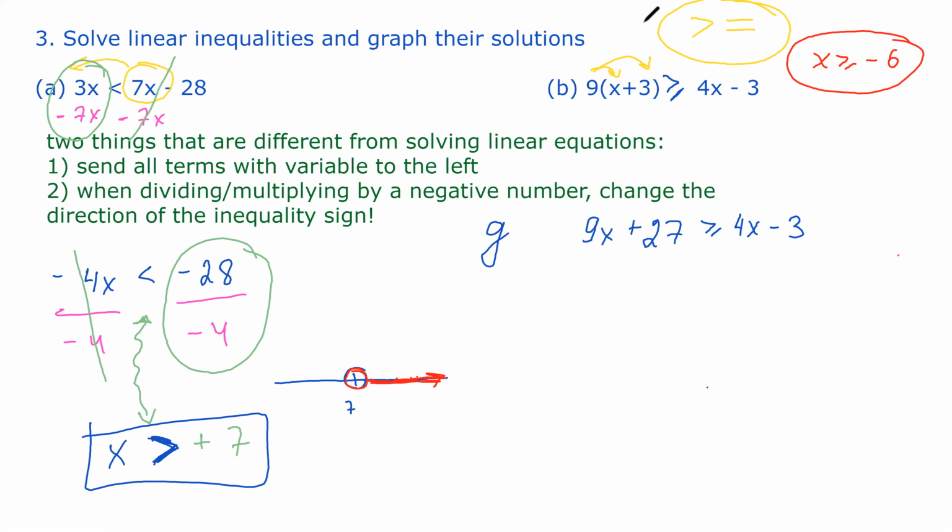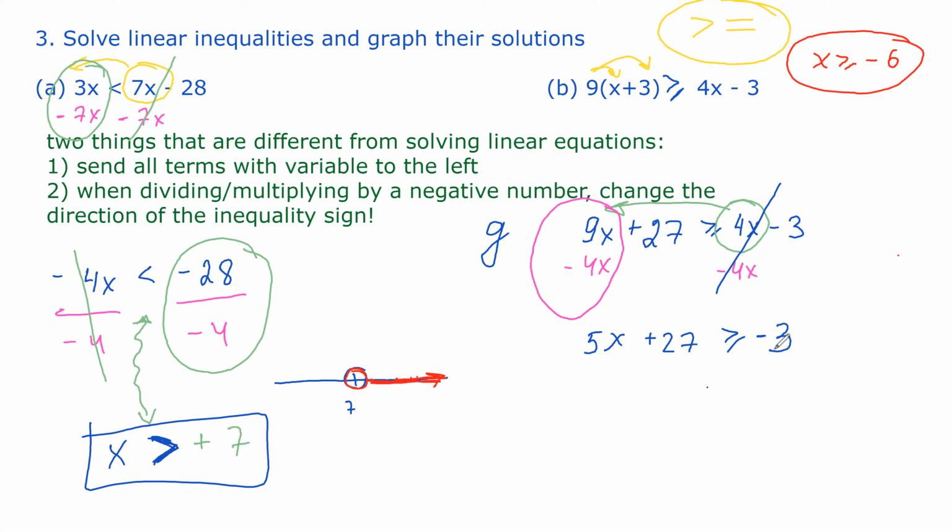And then we need to collect all the x's, the variables, on the left side. So I'm gonna need to send this one to the left side. So it means that I will be subtracting 4x, minus 4x, right? And now from here, 9 minus 4 gives me 5x, right? Plus 27. And on the right side, these two are gone, right? They cancel each other. So I'm having only negative 3.